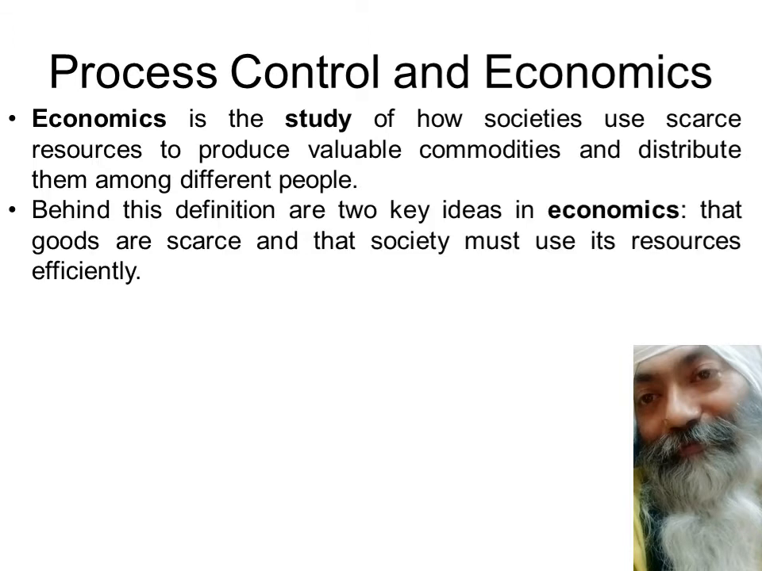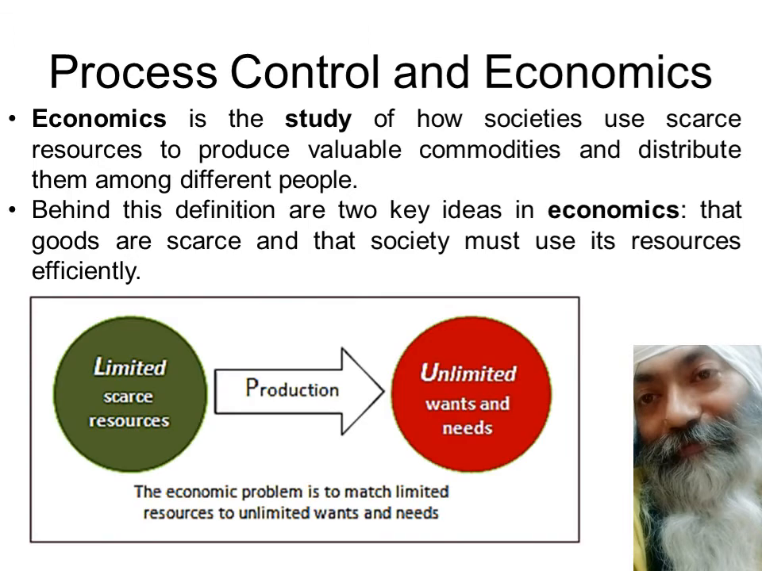Behind this definition are two ideas in economics. The first point is that goods are scarce, and second, that society must use these resources efficiently, or optimally, or intelligently, or wisely, as you may express it in different terms. Diagrammatically, as you can see, we have limited scarce resources. They go into production so that they can fulfill the unlimited wants and needs. We have sufficient for the need but not for the greed. This is what you've been saying.